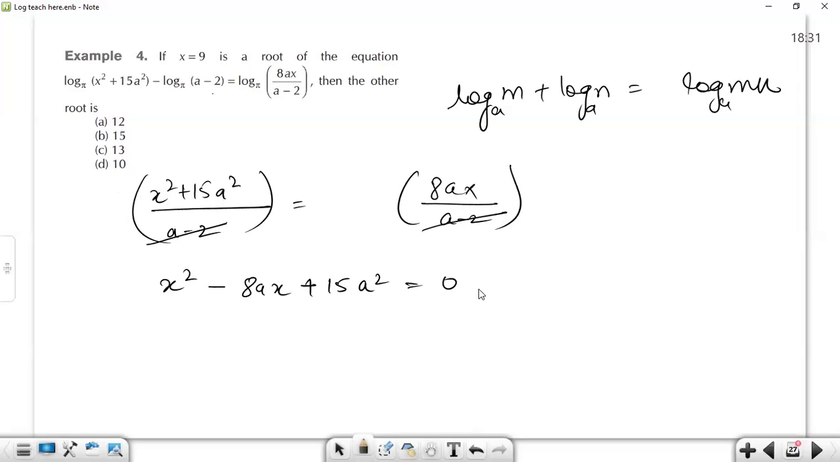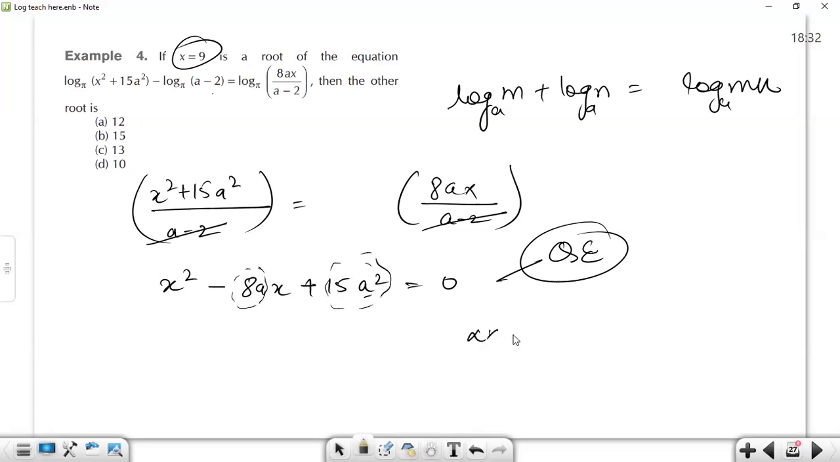Understood? Yes, sir. So as it was given that x equals 9 is a root of the equation, this is a quadratic equation. We can make this a quadratic equation in terms of a, because there's a also, and we can consider x as a constant, and also we can consider it as a quadratic equation in x. There's an x square and an x term also. So if the given root is in terms of x, let's consider this quadratic equation in terms of x only.